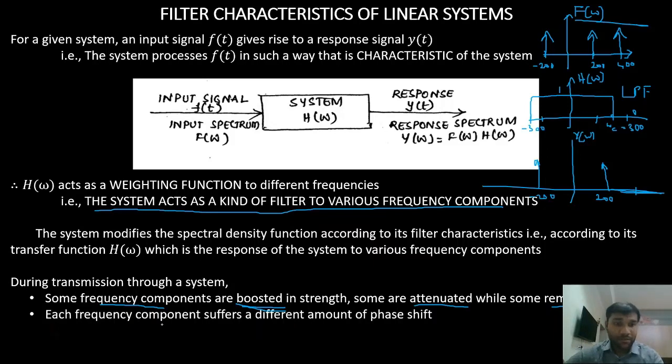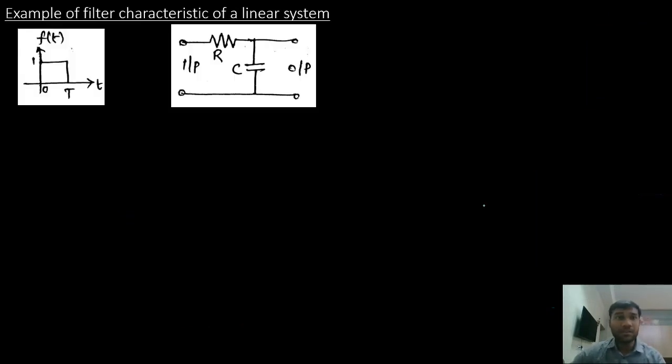And each frequency component also suffers a different amount of phase shift. Phase shift is a function of omega. So based on omega, my phase shift keeps on varying. Based on the frequency, my phase shift varies. So each frequency component in the input signal suffers a different amount of phase shift. So this is the filter characteristics of linear systems.